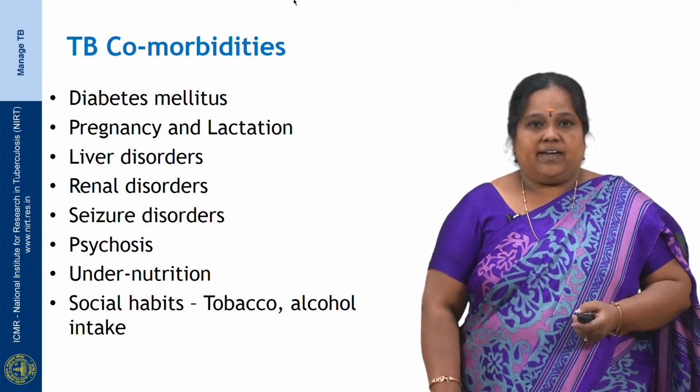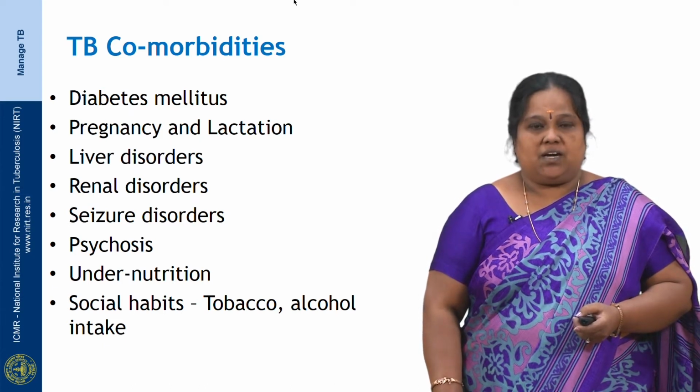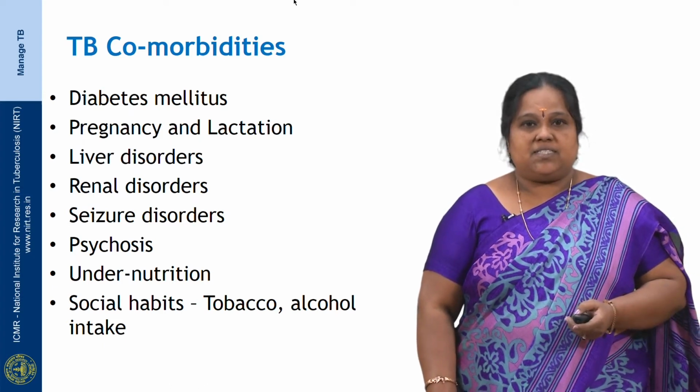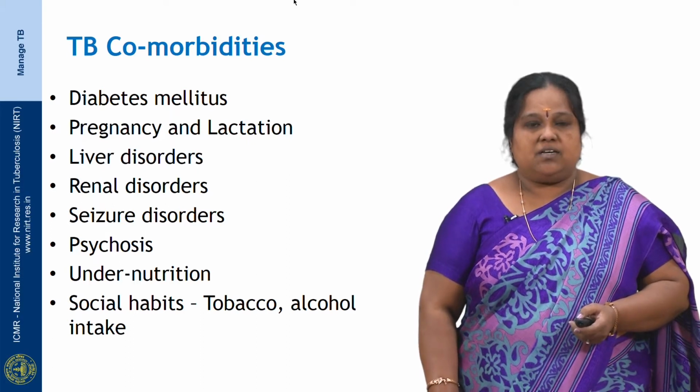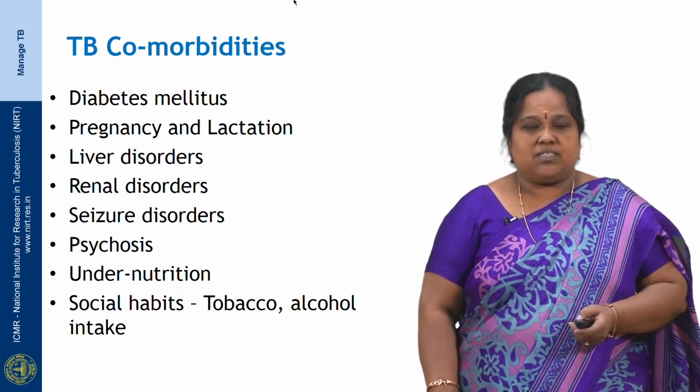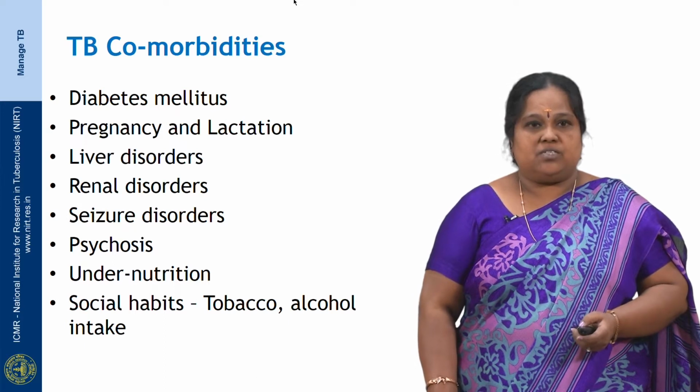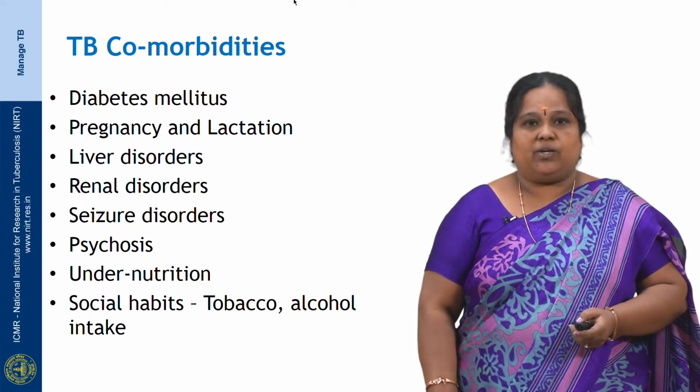The commonly encountered comorbidities along with TB are diabetes mellitus, pregnancy and lactation, liver disorders, renal disorders, seizure disorders, psychosis, undernutrition, and social habits like tobacco and alcohol intake.